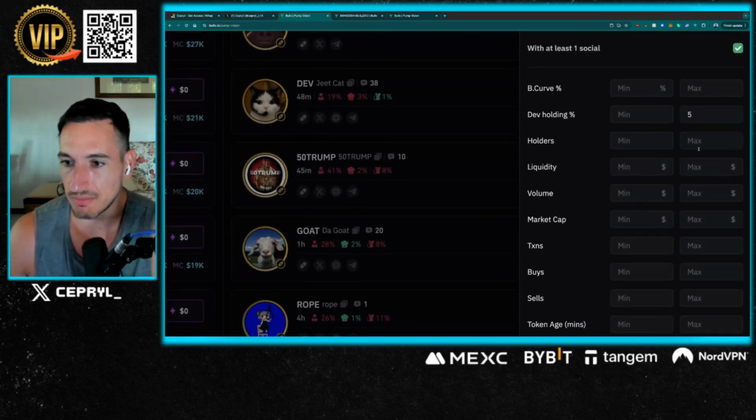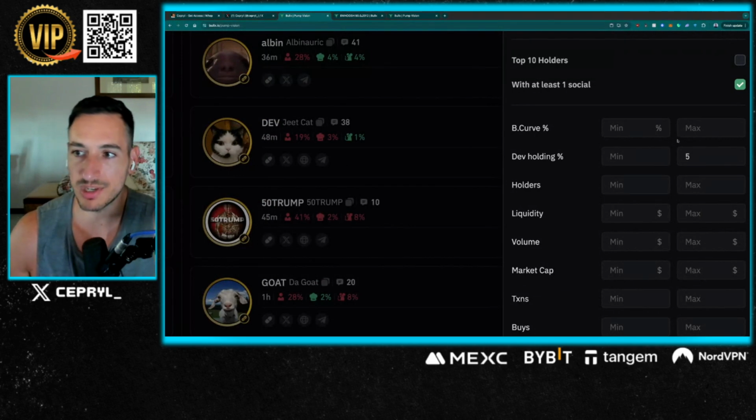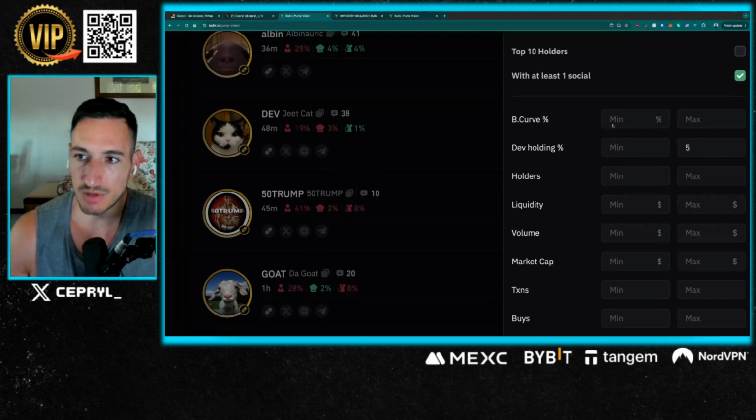Then you can put some filtering, which is also very useful. The dev holding, I always put this. If the dev holds 5%, I stay away in 99.9% of cases, so I have it here. Bonding curve, you can put it. I don't really like to use this. I don't like to put holders either because it's just very variable, to be honest.